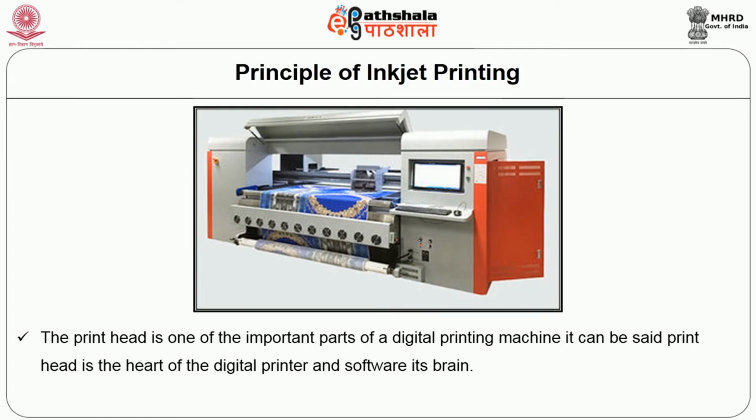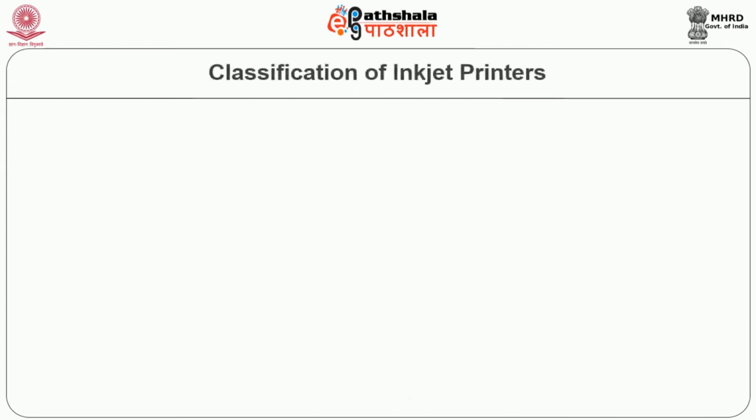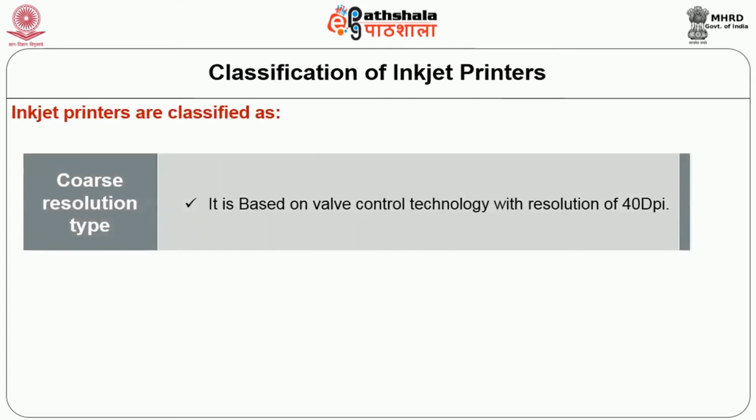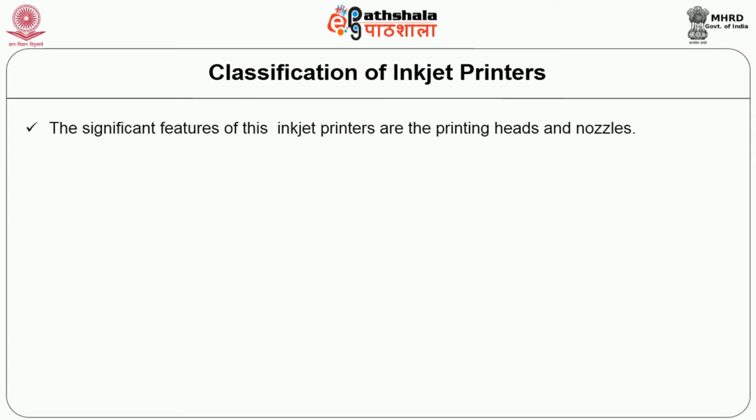It can be said print head is the heart of the digital printer and software its brain. Print head determines the speed of production and overall print quality. Inkjet printers are classified as coarse resolution type, that is, based on valve control technology with resolution of up to 40 dpi, and fine resolution type, which has resolution up to 300 dpi. The significant features of these inkjet printers are the printing heads and nozzles.